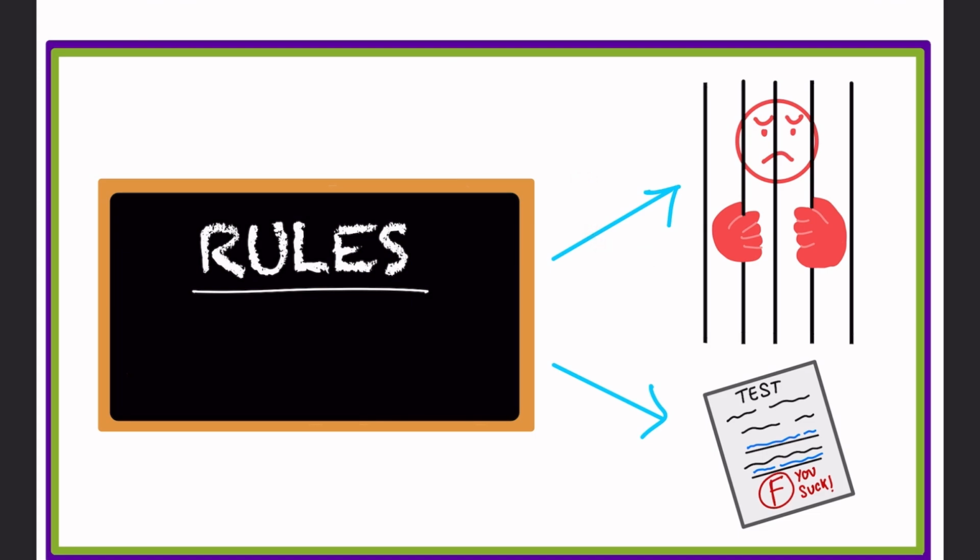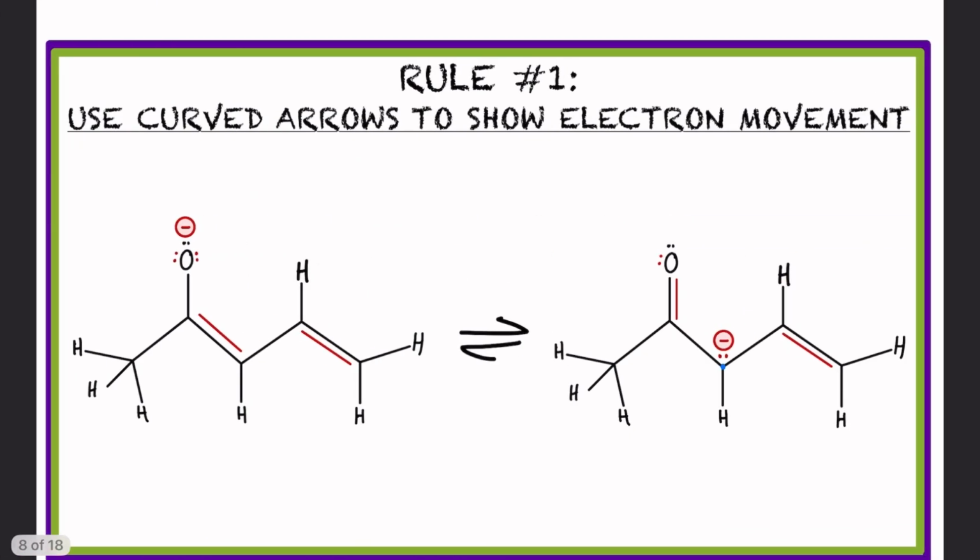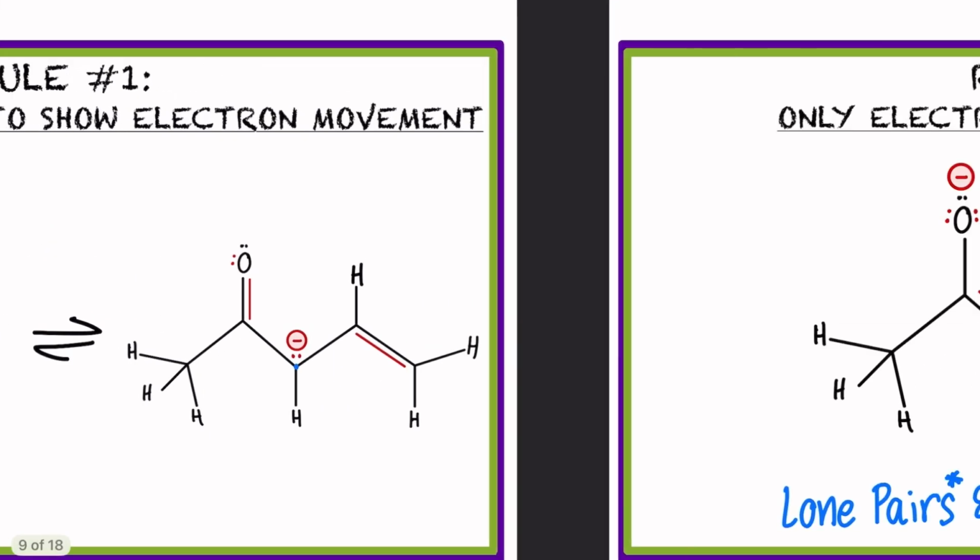Just letting you know. Rule number 1. Use curved arrows to show electron movement. The arrow starts at the electrons, which is either a lone pair or the pi electrons in a double or triple bond. And the arrow ends where those electrons go to form a new bond or lone pair. You draw the arrows on the structure that you're going to change, just like I did here on the left, and then show the results of that change on the next structure, as seen here on the right.